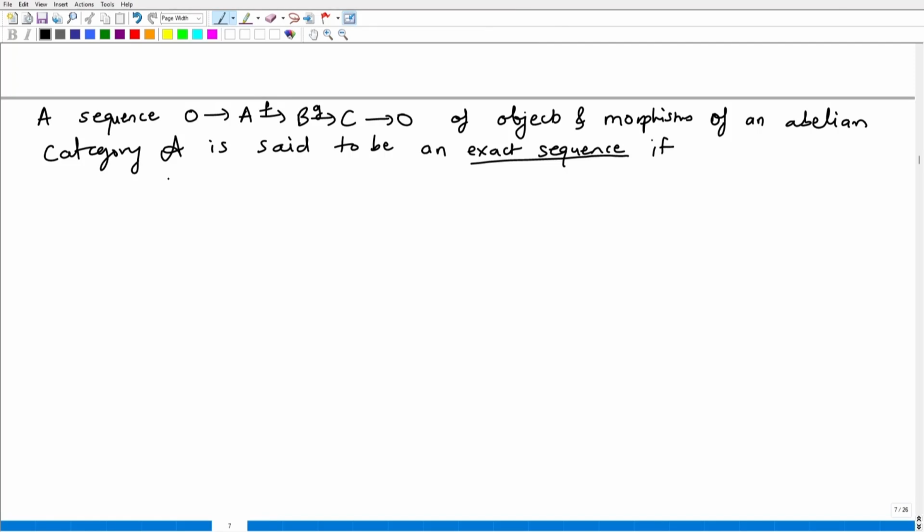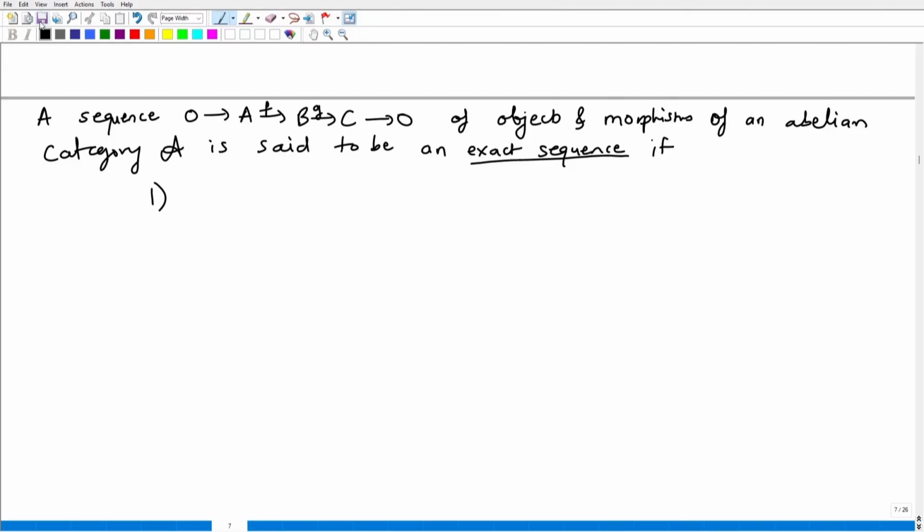if, first of all, do you understand what this 0 is? It is the 0 object, and 0 to A is the unique map, which is again the 0 of that home set, and C to 0 is also the unique map, which is the 0 of that home set. So, this is said to be an exact sequence if F is a monomorphism, then G is an epi, and third one, that kernel of G is isomorphic to image of F.